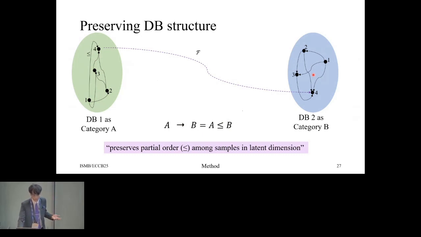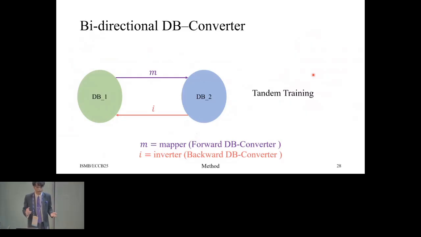So how do we do it? We use a bidirectional DB converter. M is the mapper, or the forward converter. It takes your data from database 1 to 2. And we have an inverter, or backward DB converter. It takes data back from 2 to 1. And we train them in tandem. But how are we going to define the loss? Because we don't have the ground truth at all, right?